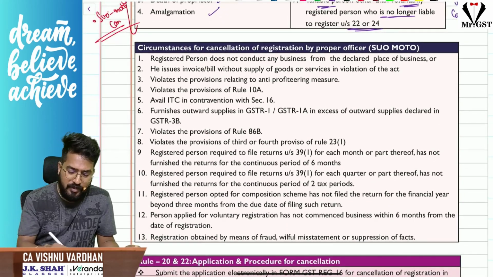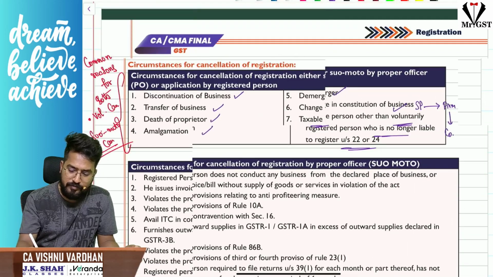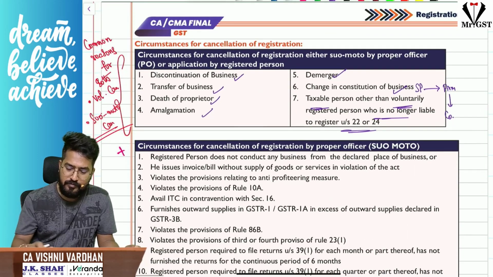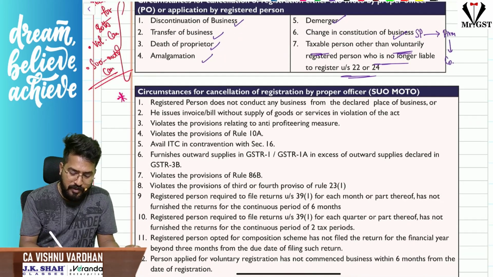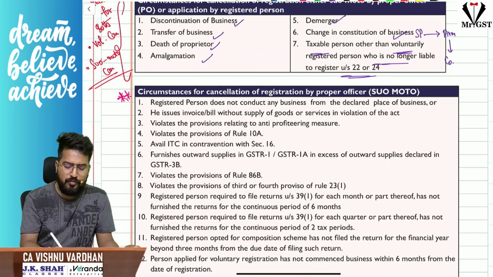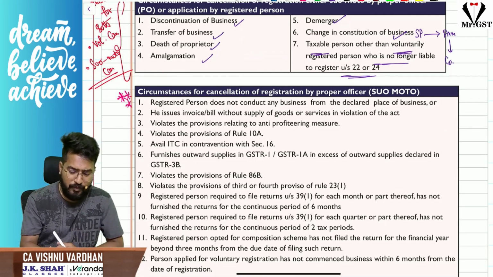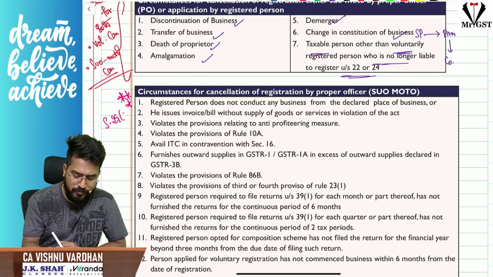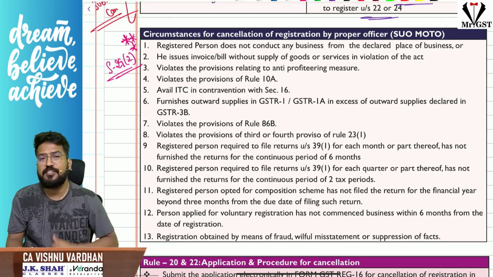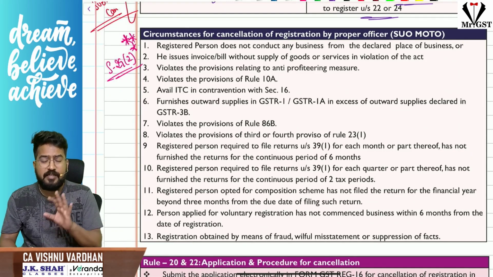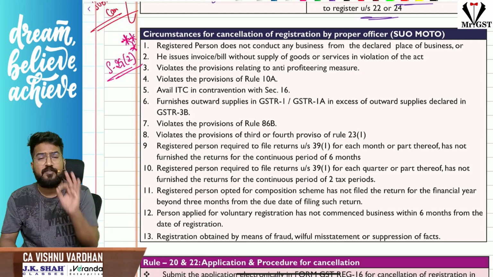This is a very, very important point. What is that? Suo moto cancellation by the proper officer, section 29 sub-section 2. Why will the proper officer cancel your registration suo moto? Guys, these are not common reasons. This is only for suo moto cancellation.